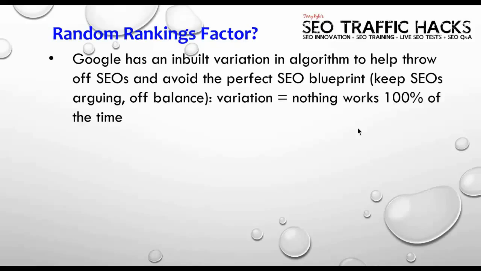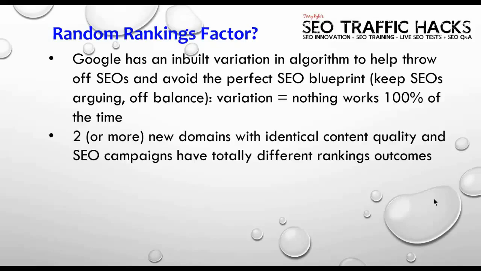A classic example of this, and you probably experienced it personally, is that you can have 2 or more brand new domains with basically identical content quality and identical SEO campaigns, and they actually have completely different rankings outcomes, which shouldn't be the case with something that's theoretically digital. It's either 1 or 0, it's on or off, it works or it doesn't. But how many SEO software tools or courses have you used where other people were getting good results with it but you weren't, or you were getting good results, the better situation, and they weren't?